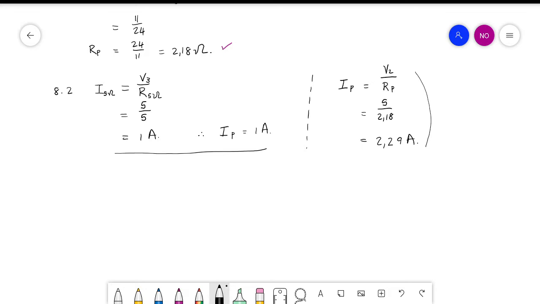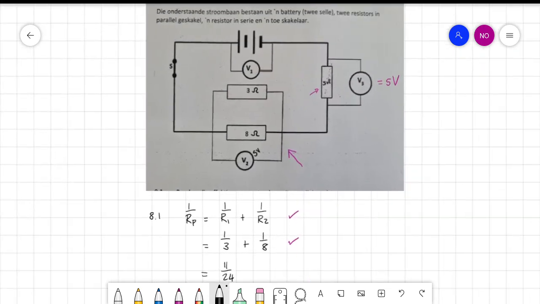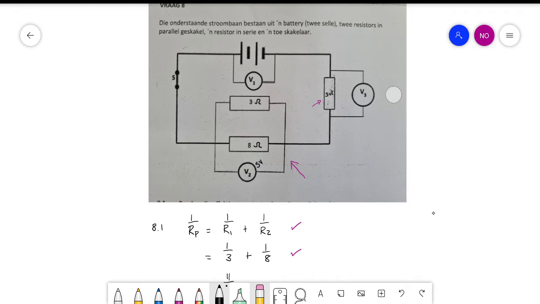To calculate the reading on V1, I can say V1 is equal to V2 plus V3. Do you agree? To get the reading on voltmeter 1, I can say the reading on voltmeter 2 plus voltmeter 3. Do I have the reading on voltmeter 2? Yes, it's 5 volts.